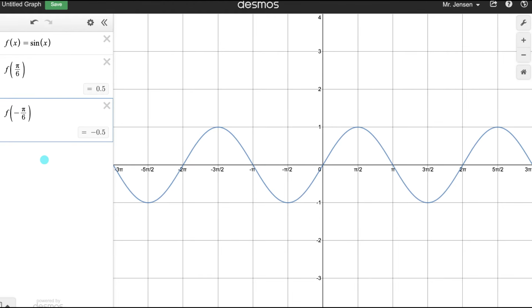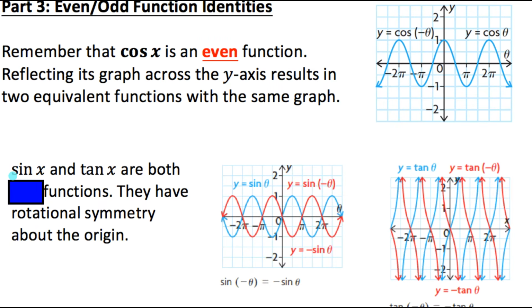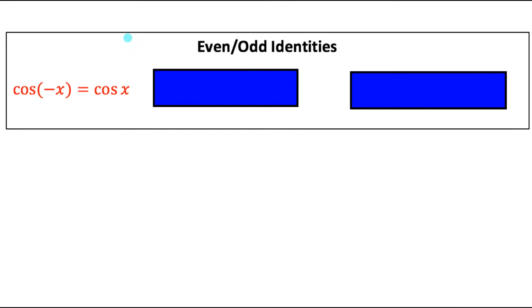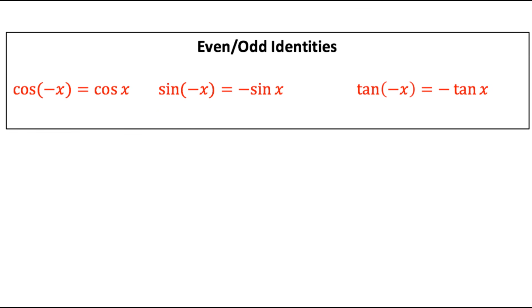So our general conclusion would be that if I multiplied sine x by negative 1, it would be equal to sine of negative x, right? And tan is actually the exact same. It's also an odd function. So we say they have rotational symmetry about the origin, and our general conclusion for the identities would be, since cosine is even, cos of negative x is equal to cos of x. But sine and tan are odd functions, which means that sine of negative x is equal to negative sine x, and tan of negative x equals negative tan x. So we'll need these identities as we move forward as well.